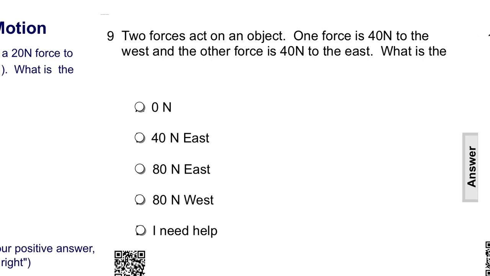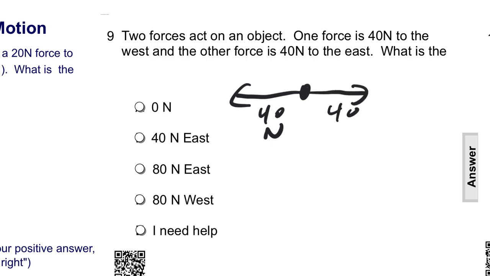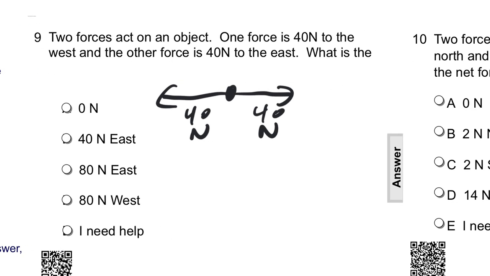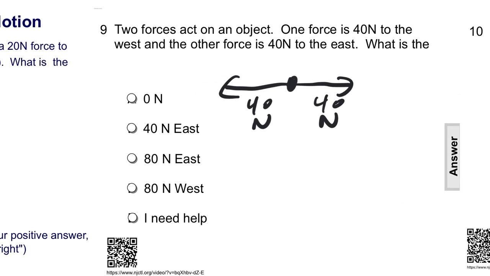Okay, two forces act on an object. One force is 40 newtons to the west. The other force is 40 newtons east. What is the net force acting on this object?